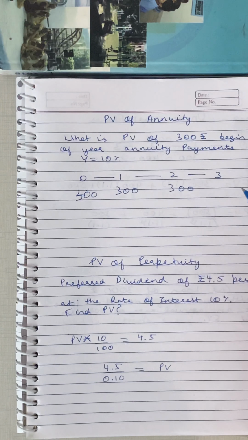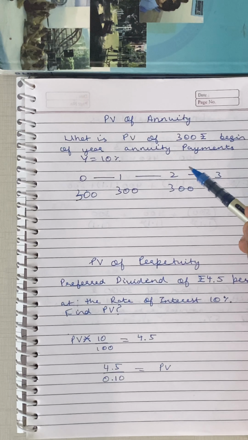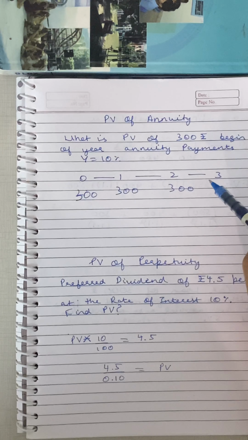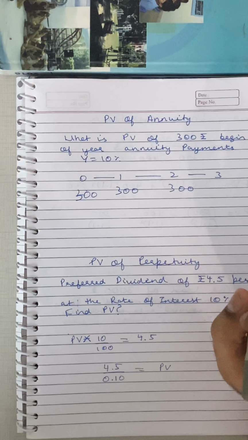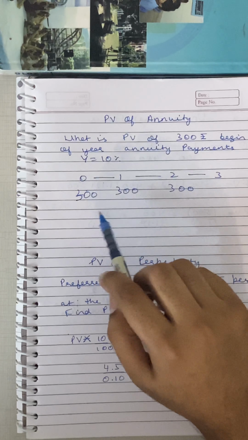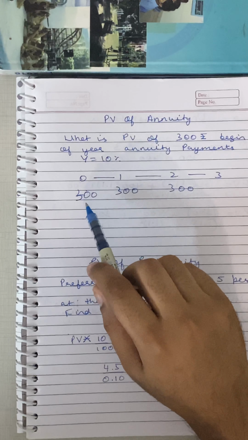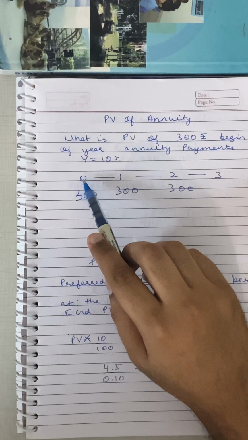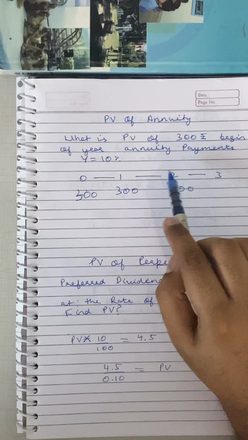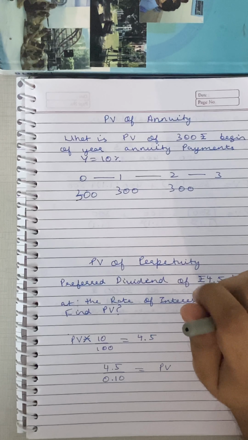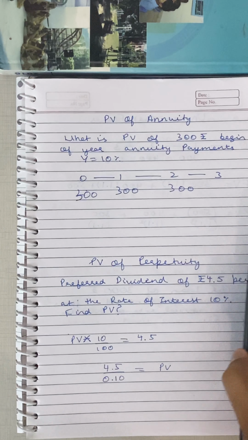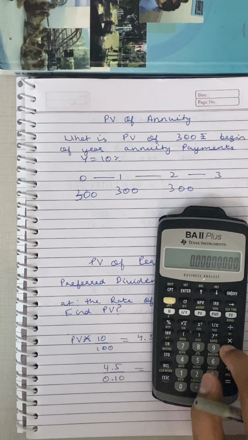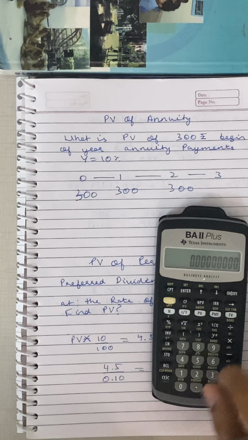Now present value of annuity. What is the present value of 300 rupees beginning of the year annuity payments? Okay, now the question is a little bit complicated, I would say. The payments will be received from the beginning of the year, so we will be receiving from here, not at 1 to 3 but at 0, 1, 2. It's a little bit complicated, but no need to worry, we can still calculate this.